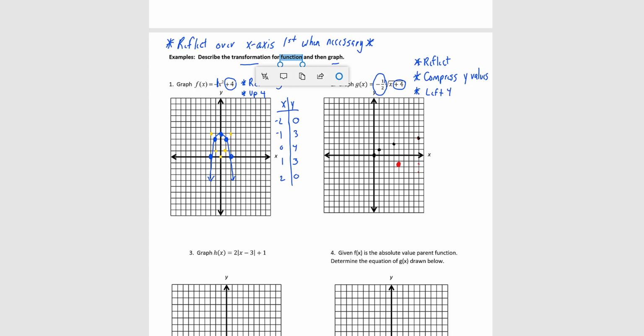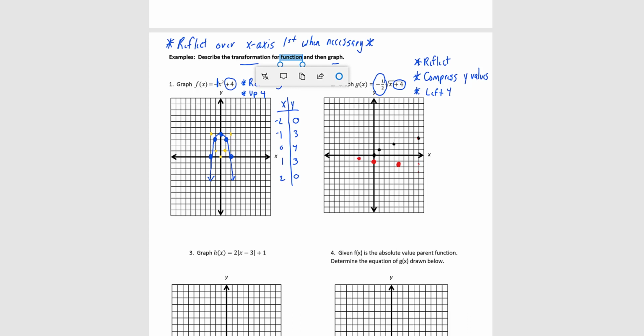1, 2, 3, 4. And then this last one, it's 1 above the x-axis, so its reflection is going to be 1 below the x-axis. So it's 1 below the x-axis, but then we cut that in half because of the compression. And then we go left 1, 2, 3, 4.